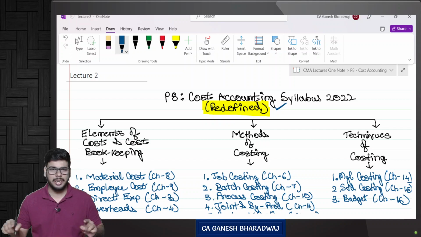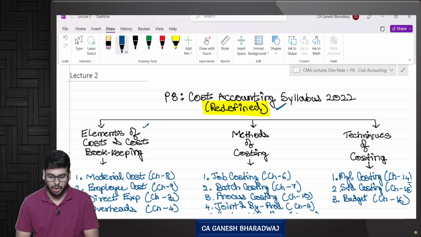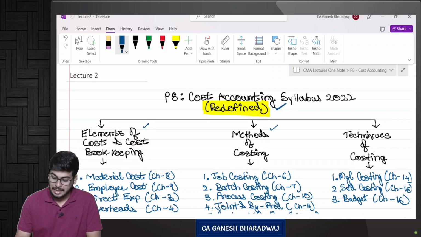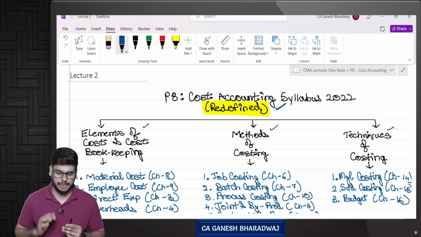Now, broadly, the entire syllabus can be classified into three ways. One is called elements of cost and cost bookkeeping, then methods of costing, and then techniques of costing. Before I get into this, I will just tell you one very important thing that is going to get followed during our lectures.